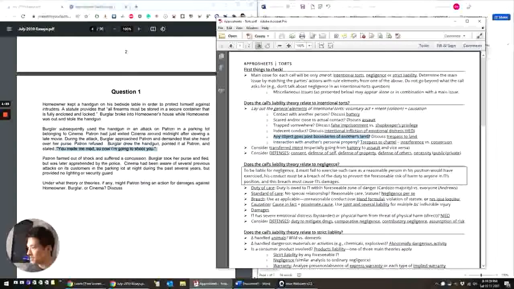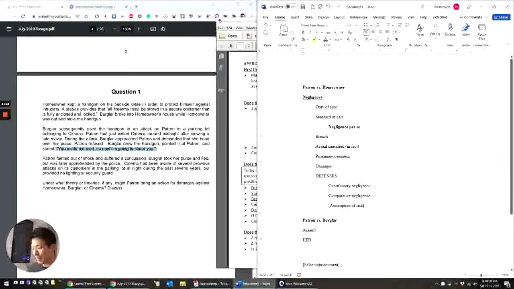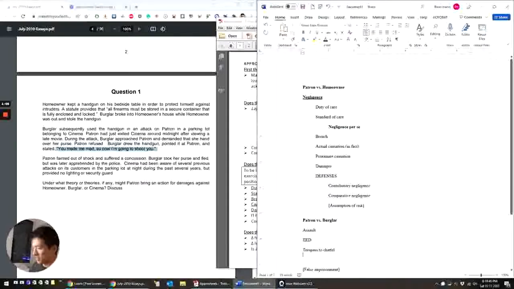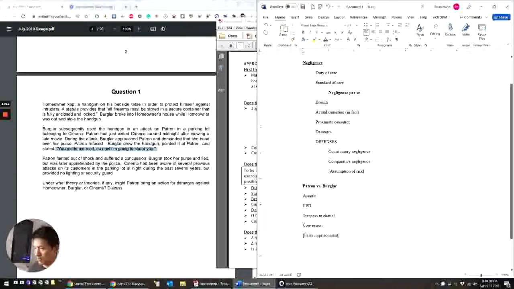We don't have any land. Personal property, yes. So we do have her purse. So let's note down trespass to chattel. Did I say that right? I think it's chattel. And also conversion, because the burglar actually took it. Do we have anything else? So false imprisonment is a possible one.